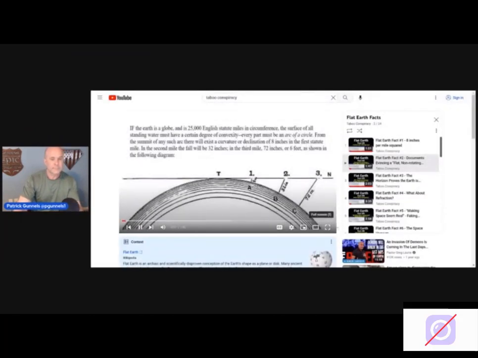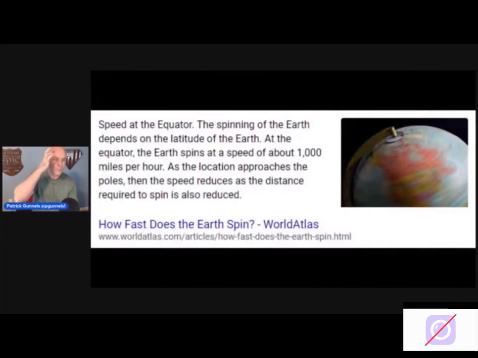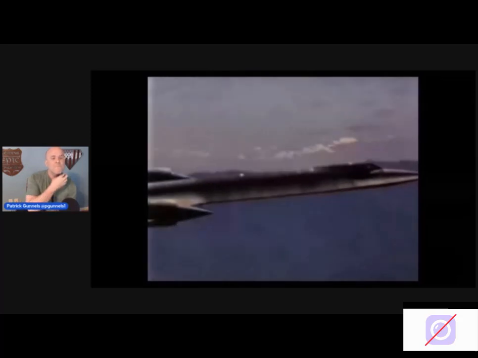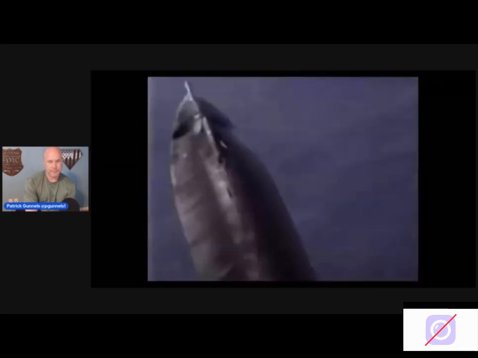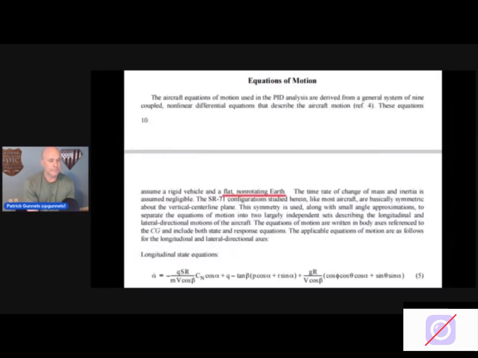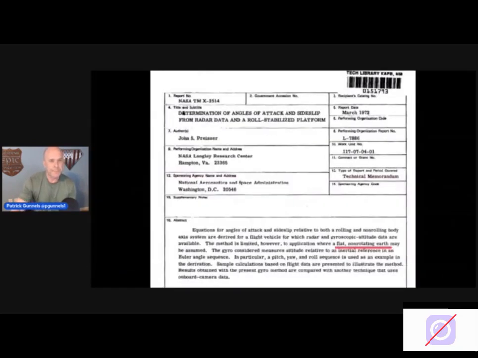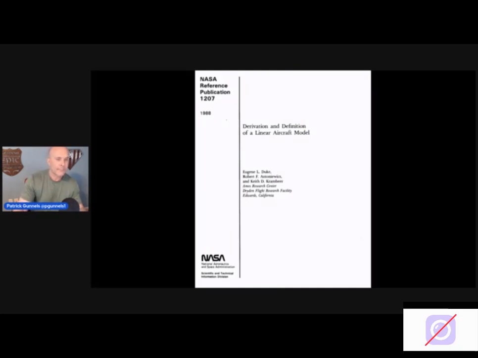If the Earth were a globe with a curvature drop roughly equal to 8 inches per mile squared, and the surface of the Earth and its atmosphere allegedly rotated at approximately 1,000 miles per hour at the equator, as claimed by the globe model, you'd assume those claims would be vital to NASA and the military for modeling and building aircraft. Instead, you'll see through declassified documents that government agencies and their contractors repeatedly assumed a flat and stationary Earth. For example, this NASA document assumes a flat, non-rotating Earth. Georgia Institute of Technology, on behalf of NASA, the model used is a flat, non-rotating Earth. Technical memo from the NASA Langley Research Center, flat, non-rotating Earth. NASA Technical Memorandum, flat, non-rotating Earth. NASA publication on the derivation and definition of a linear aircraft model.